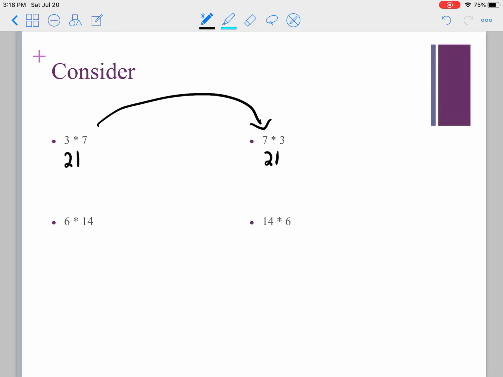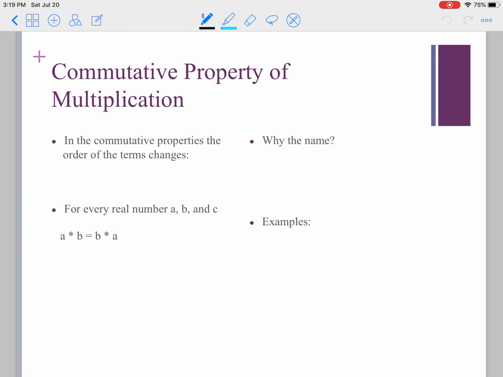We have 6 times 14. 6 times 14 is equal to 84. 14 times 6, also 84. For those of you that may have watched Unit 1.3, think about what property we could be discussing. And the property we are discussing is the commutative property, in this case of multiplication.